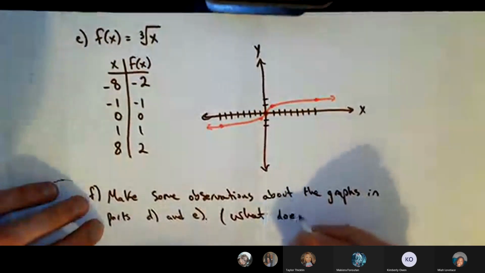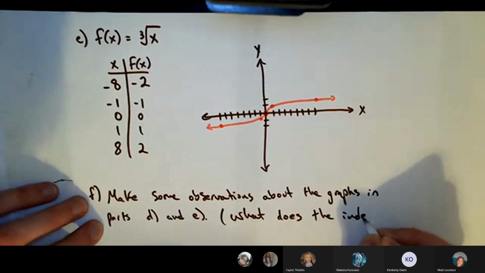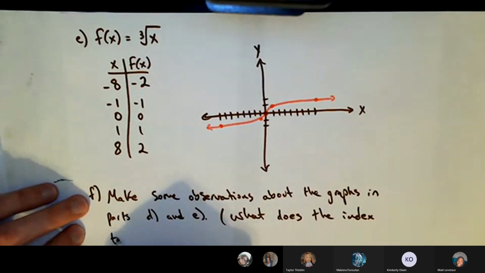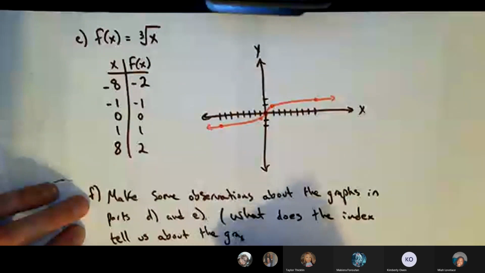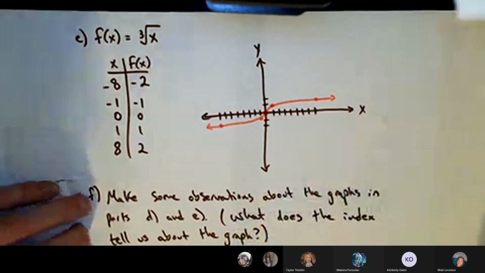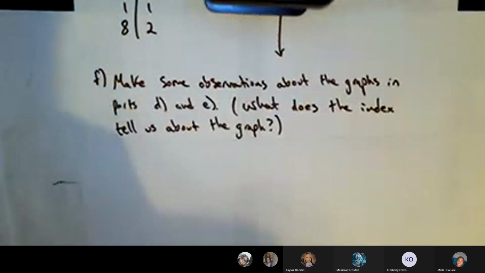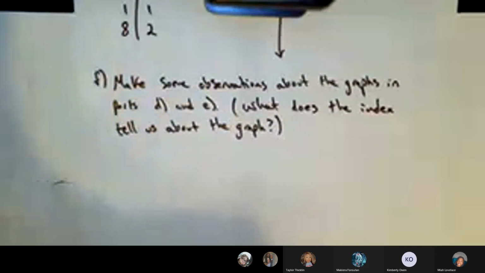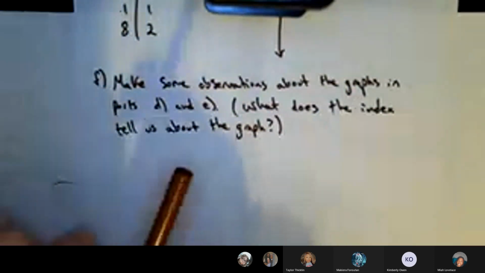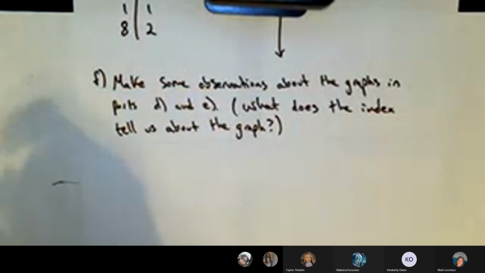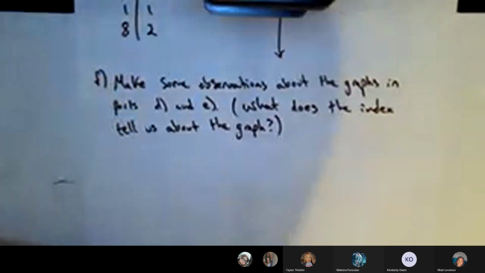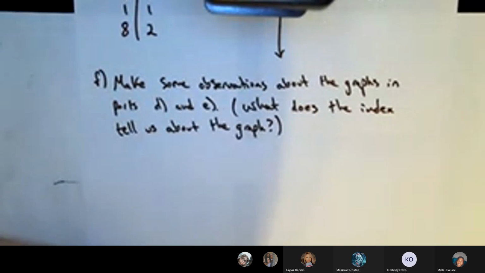What does the index tell us about the graph? So to answer this, we'll have that question in mind. We'll go to Desmos and play with some differently indexed functions. And remember, when I say index, I'm talking about the little number that's written next to the root. You'll see in these examples we're going to do. And if you have a good feeling about what's going on, you should probably know it's going to have something to do with them being even and odd.